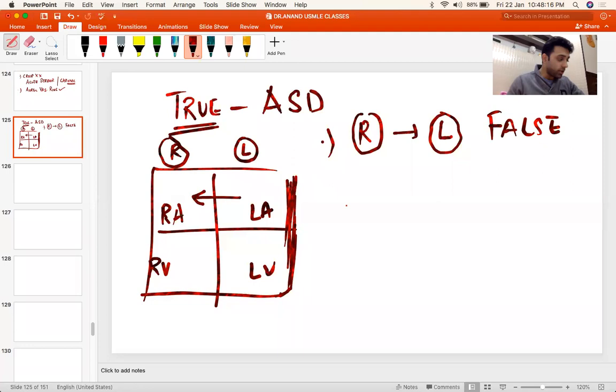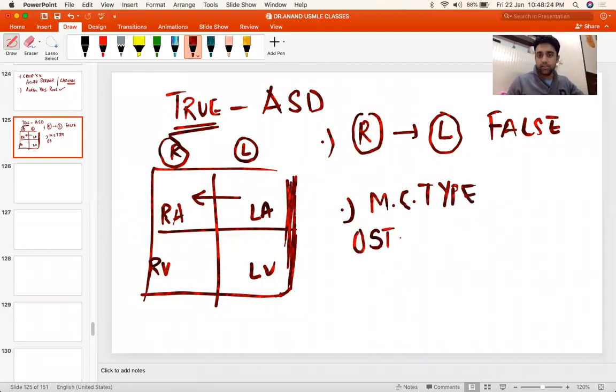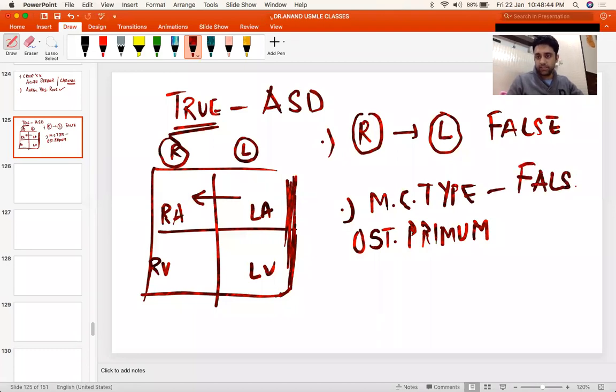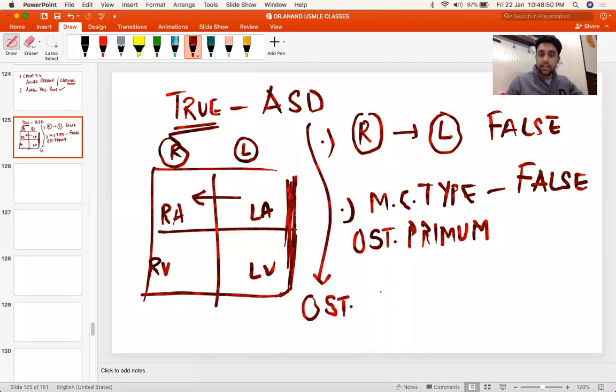Point number two: the most common type of atrial septal defect is ostium primum. Is it true or false? Anyone? Let me see. Himanshu has the right answer. Again, it is a false statement. Please remember, the most common type of atrial septal defect is ostium secundum, not ostium primum.